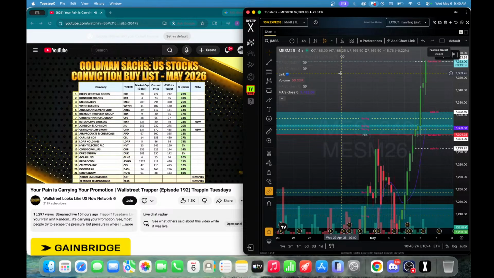They took off Abbott and they took off Keysight Technologies. They removed them. The ones that they added were Interactive Brokers and United Health Group. And United Health Group has been rallying, so watch out for that. Definitely wanted to bring that to y'all. So watch out for Goldman. This is their list for 2026.